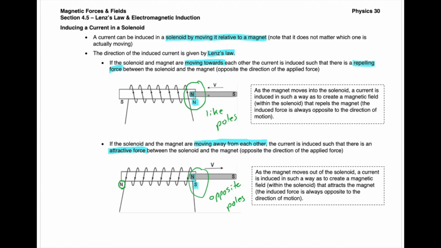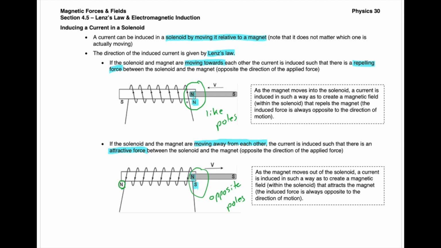Now, a couple of things to keep in mind. If I change the direction that the magnet's moving, I change the direction of current through here. So if I take this bar magnet and push it into the solenoid, I get my current flowing in this direction. When I pull it back out of the solenoid, my current direction is going to reverse. So watch carefully for that.